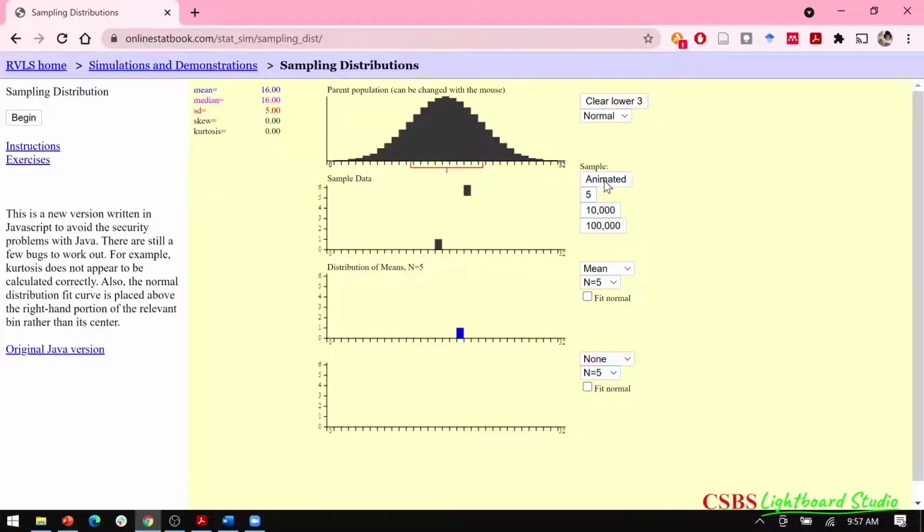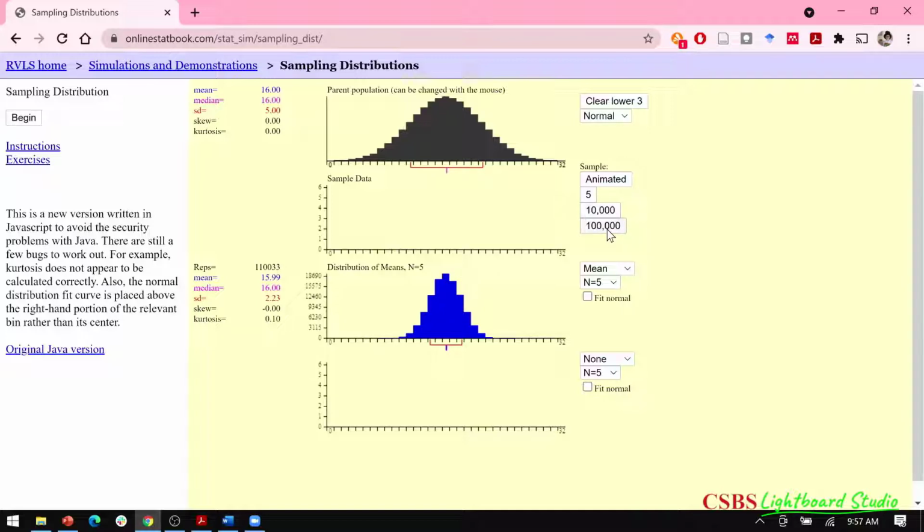Do it again, it drops another mean. Do it again, another mean. Now look, it pulls over here. We had a couple of extremes, so it pulled the mean over a little bit. Let's speed things up: 5 more, 5 more. Just keep doing this over and over again. Let's say I do it 10,000 times. Say I do it 100,000 times.